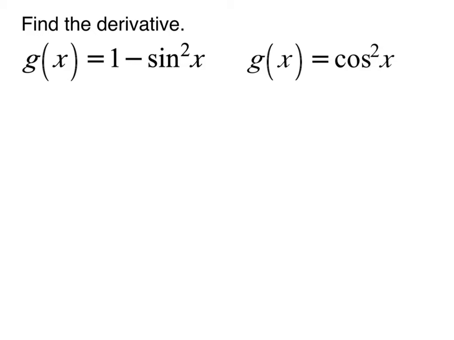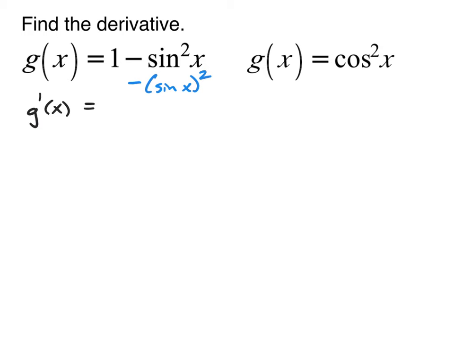All right, so for this first one, we're going to be doing g prime of x here. And first of all, what's the derivative of 1? 0. Okay, so now I'm going to be doing the derivative of negative sine squared of x. Now, it might help you to first write that as negative sine of x squared, because remember, that's what that really means there.